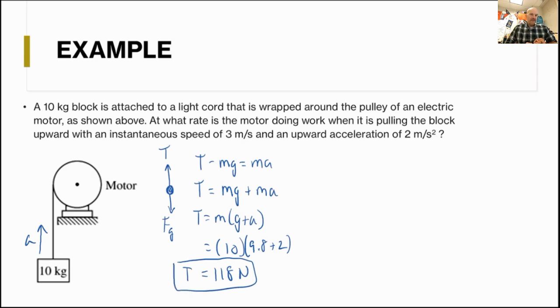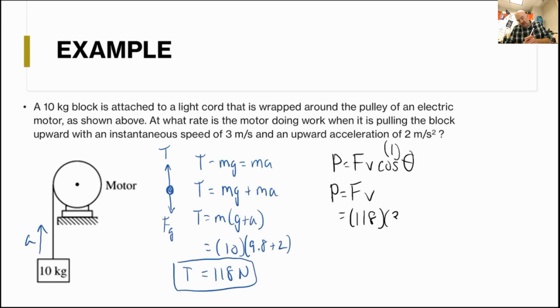So that's what we need to use to figure out the power created by this motor. We're going to use the equation FV cosine theta. But again, motion and force are going to be in the same direction, so the cosine is essentially going to be 1. So power is F times V. We're going to do 118 newtons times 3 meters per second, and we end up with 354, sorry, not newtons, but watts.